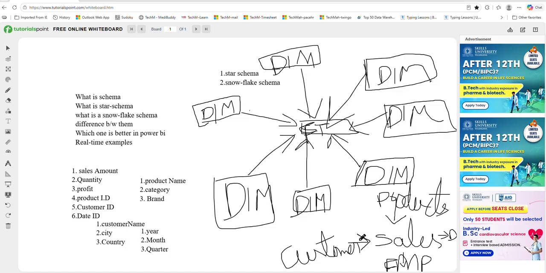So star schema is nothing but simply assume that on every side there must be a table, sorry, not column, there must be a table. So all the tables will be connected to the sales table. That is called star schema.